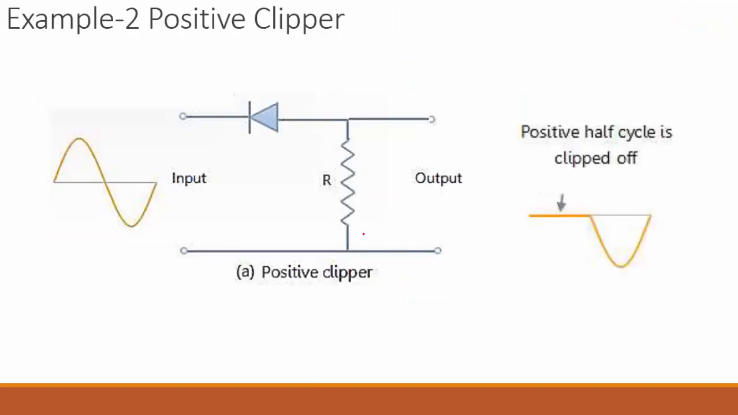Now for the positive clipper, if you follow the same steps you will get the output of a positive clipper. Let's suppose this is the input I am applying to the circuit. Again, due to this ground, this one is 0 volt. You need to first comment on whether the circuit is biased or unbiased. There is no extra DC supply, that's why it's an unbiased clipper circuit.